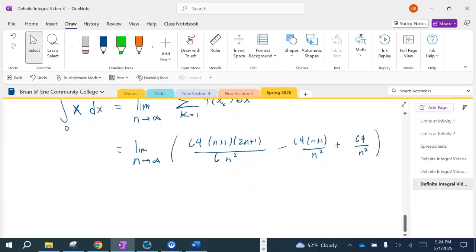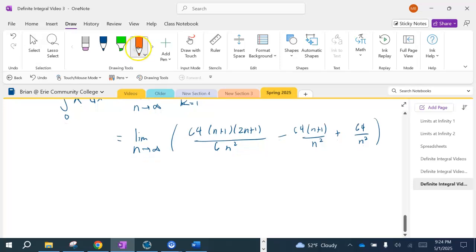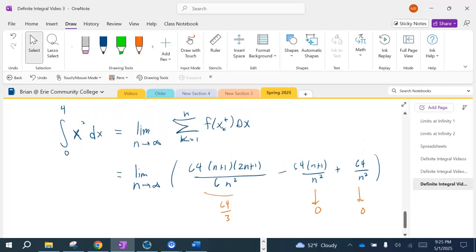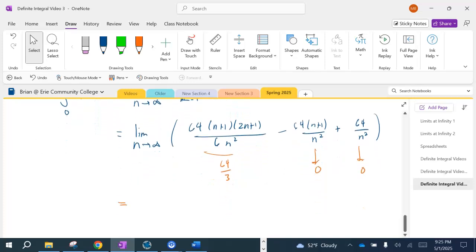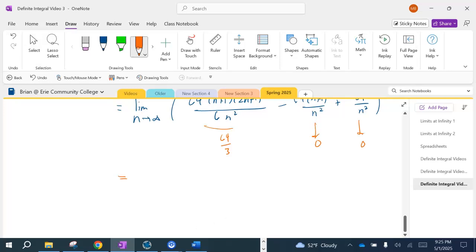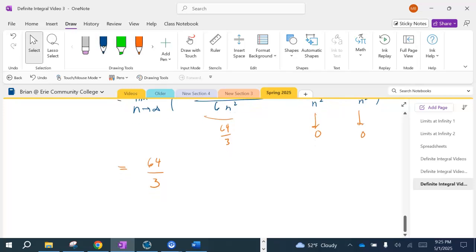All right, and as we just showed a minute ago, the last two terms approach 0, and this limit right here comes out to 64/3. So again, we got a nice string of equal signs here. Definite integral is equal to that limit of the Riemann sums. Limit as n approaches infinity of the Riemann sum, and that has a nice formula that we can compute. And so we end up getting 64 divided by 3.